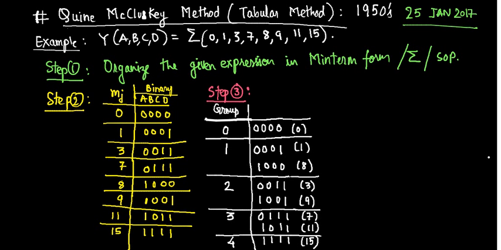Alright. Once you do that, this is step 3. Step 4. Now you make a partition like this. Now see here, observe first.